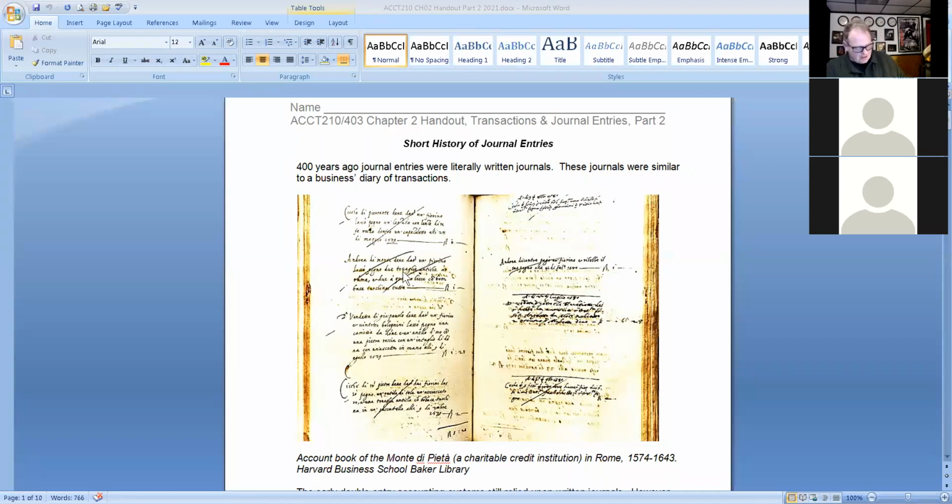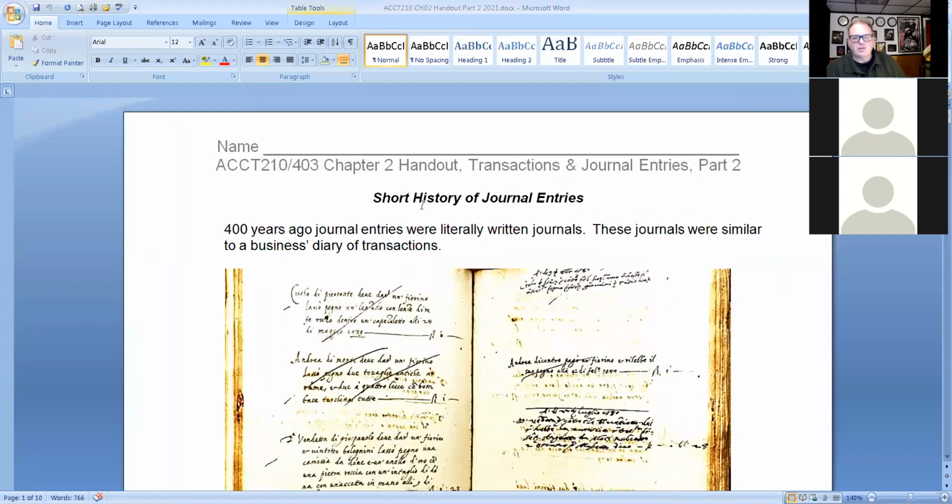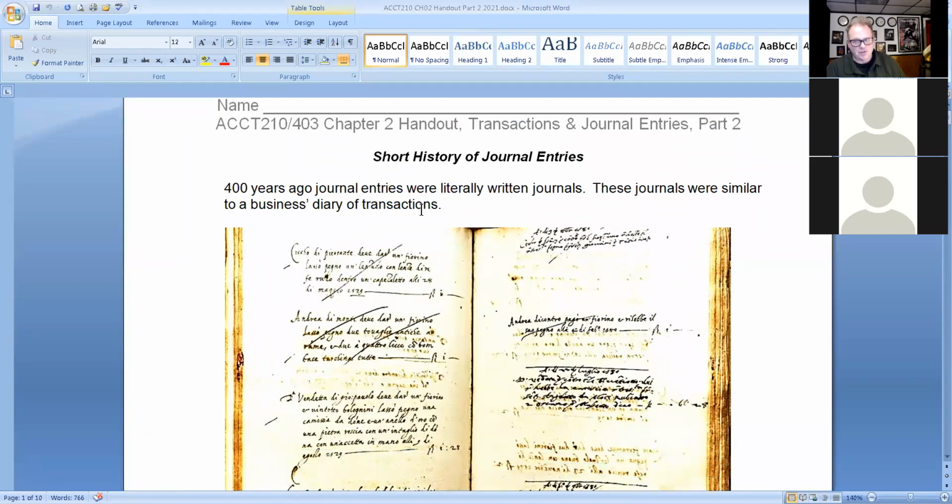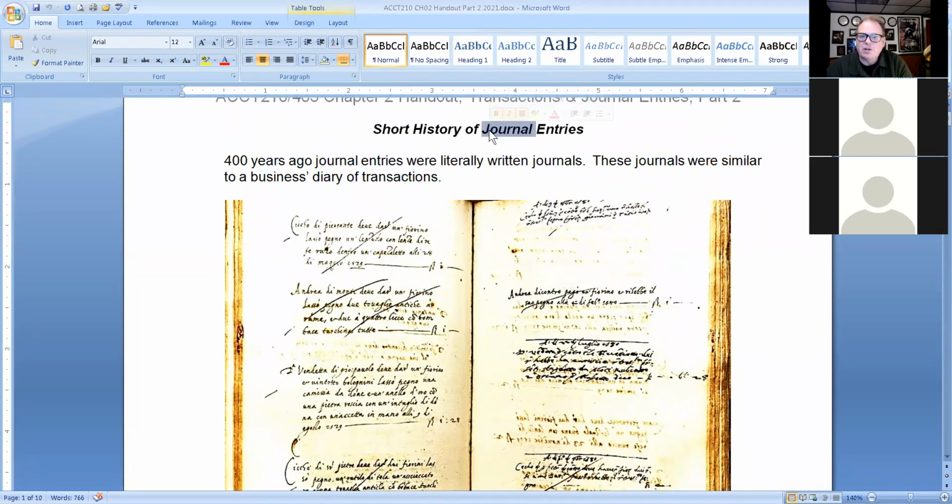So this is a little bit of history on journal entries. They used to be written out. When a transaction happened, they would sit down and write out what the transaction was. They'd be paragraphs long. Just like the term journal, like entries in a diary, you kept your journal. Same thing. They would just record everything by writing down exactly the transaction that happened.